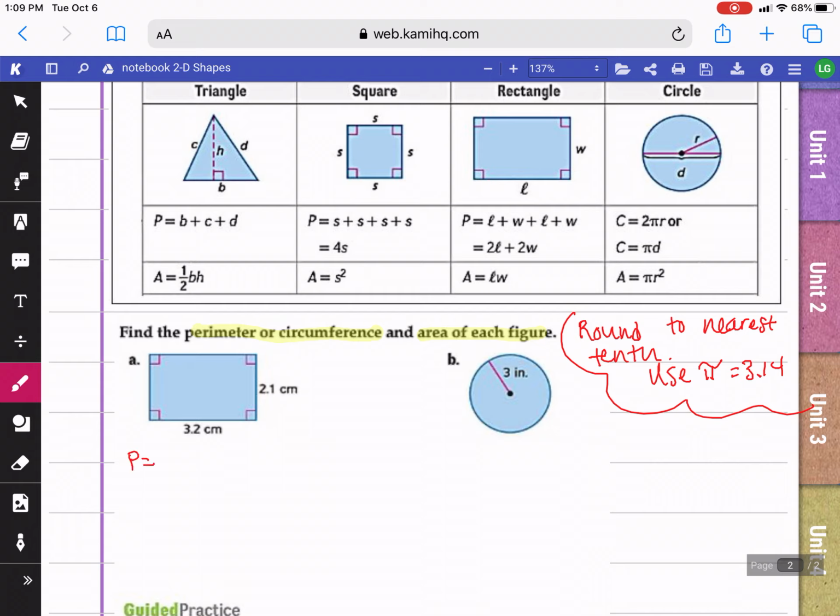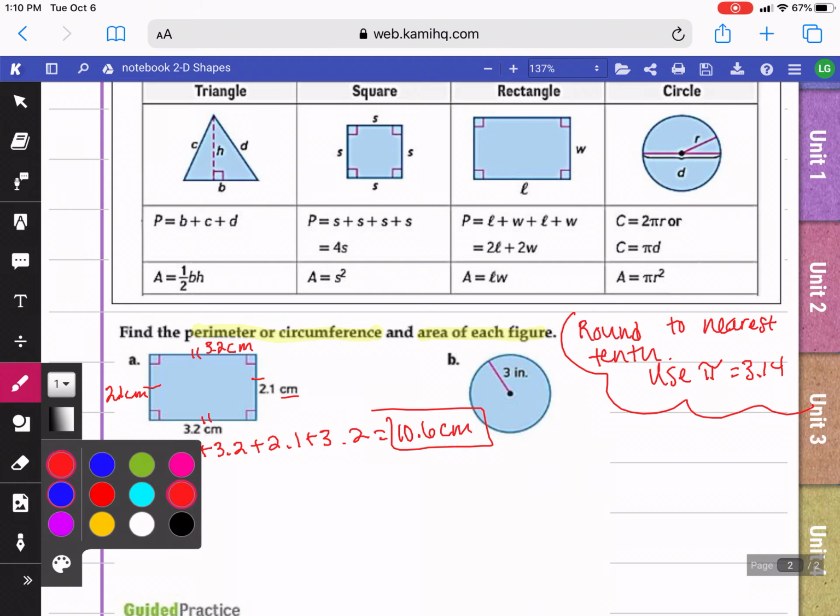Well, I would add all the sides. So if this side's 2.1, the side across from it's also 2.1 centimeters. In a rectangle, if this side's 3.2 centimeters, the side across from it is congruent, so also 3.2 centimeters. So I'm going to sum or add up all my sides. You can use a calculator if you need to for this. So I'm going to add 2.1 plus 3.2 plus 2.1 plus 3.2. That comes out to 10.6. You want to include units. Our units here are centimeters.